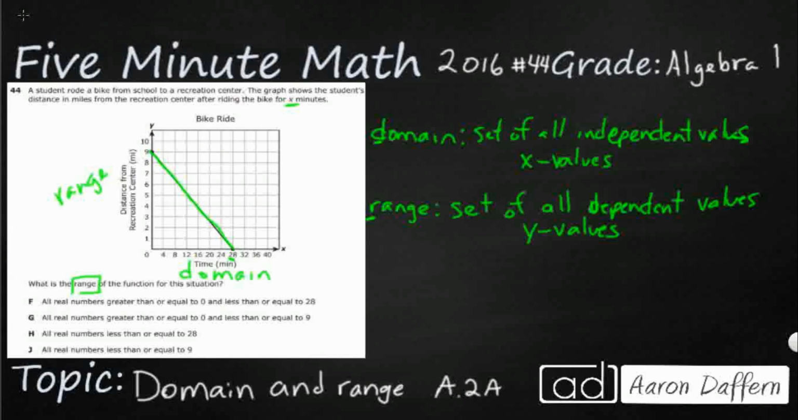So how does that help us? Well, we see that our domain starts at 0. It is a line segment, does not go on forever. It has a starting point and an ending point, right? And they're closed circles, which means we are going to include each of those. So the domain x's go from 0 all the way up to 28. Now our y's, the range, which is what we are looking for, they go from 0 all the way up to 9.